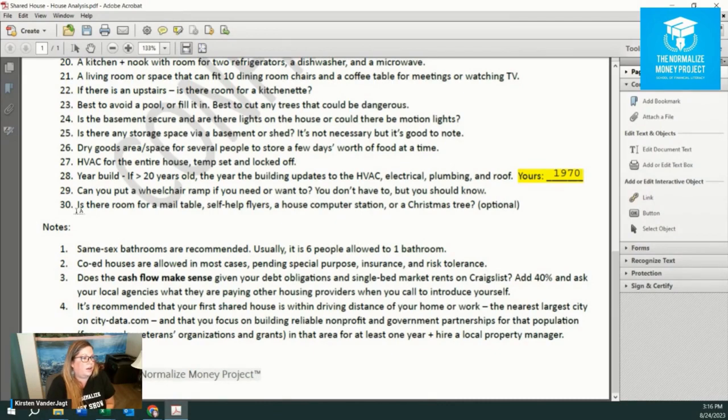Number 30, is there room for a mail table, self-help flyers, a house computer station, or a Christmas tree? And so those are the niceties. They're optional. But when you have several adults living in a house getting mail, you'll want the house manager, or anyone in the house really, to check the mail every day, or at least every couple days, and put it on the table for everyone to just grab their mail.